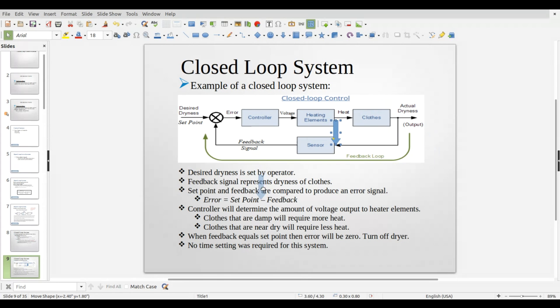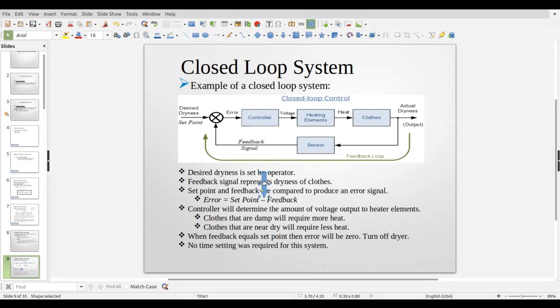Now, one thing I want to point out here is this negative sign. This is what we call negative feedback. Okay? So what we're looking at, the error is the difference between where we want to be and where we actually are. So you have to use negative feedback. You have to generate the difference.